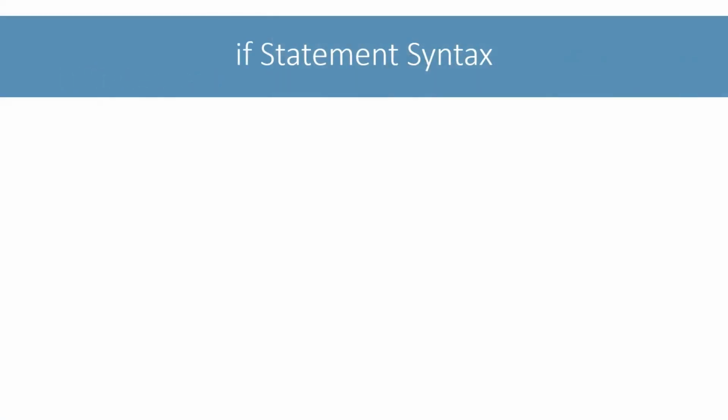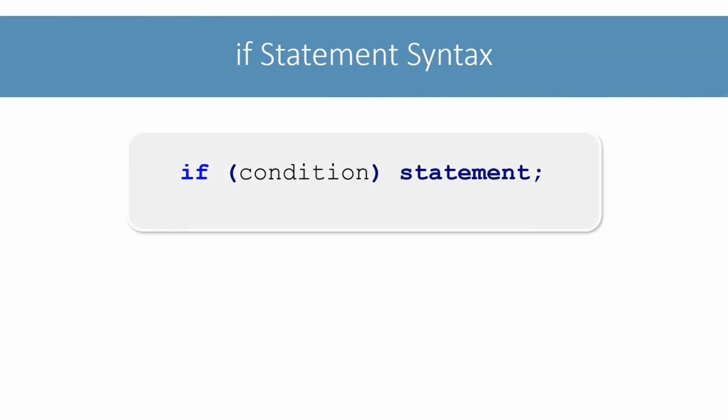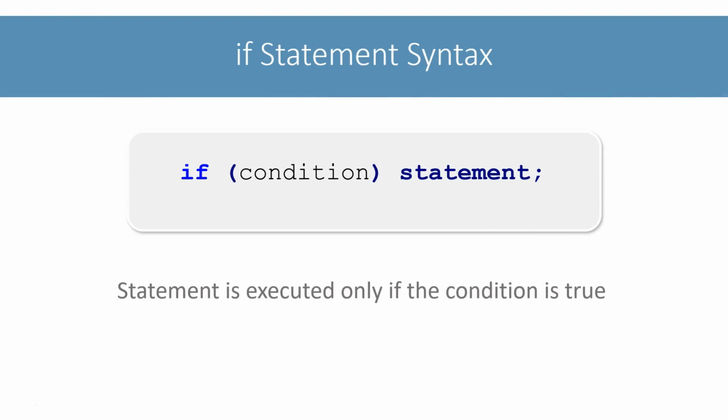In its most simple form, if statement is written like this. The if statement will test the condition. If condition is true, then statement is executed. If condition is false, then statement is bypassed. Recall from our code blocks and tokens discussion that a code block containing multiple statements can replace the statement after if like this.